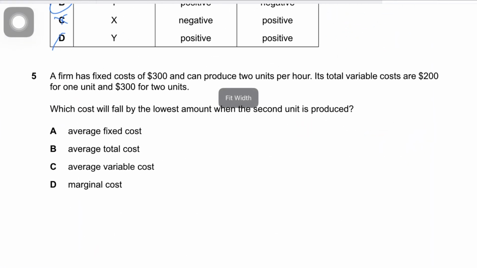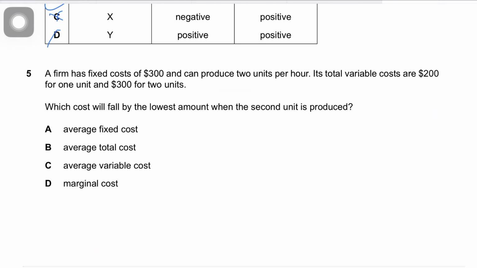A firm has a fixed cost of $300 and can produce 2 units per hour. Its total variable costs are 200 for 1 unit and 300 for 2 units. Which cost will fall by the lowest amount when the second unit is produced? Now, again, a simple question. Your fixed cost is actually $300. Your variable cost is $200 for 1 unit. For 2 units, it is $300.